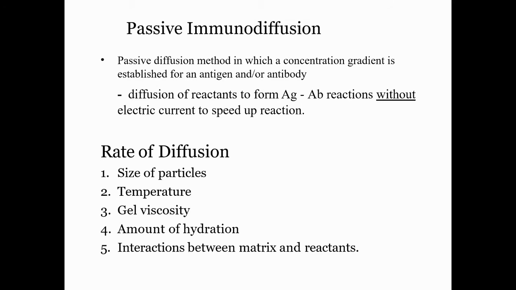What is passive diffusion? Passive diffusion is a method in which a concentration gradient is established for antigen and antibody. If that concentration gradient has been established, there will be diffusion of reactants to form antigen-antibody reactions, without an electric current to speed up the reactions. The rate of diffusion depends on the size of the particle, temperature, gel viscosity, amount of hydration, and interactions between the matrix and reactant. These are the factors affecting the rate of diffusion.